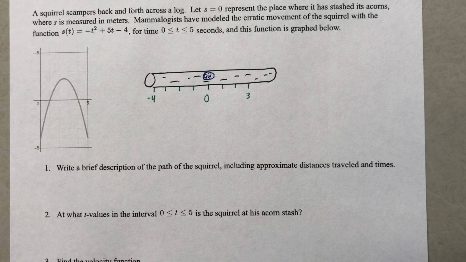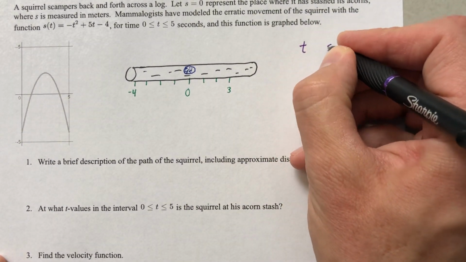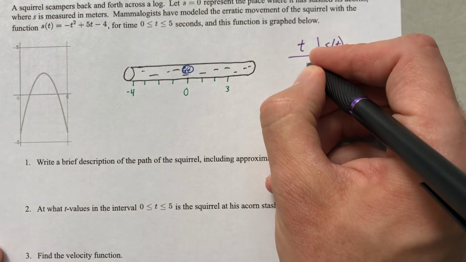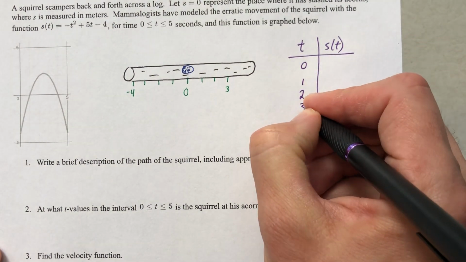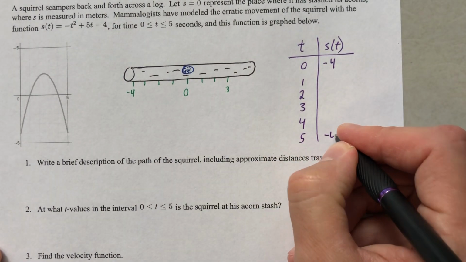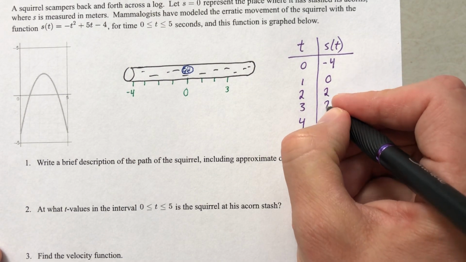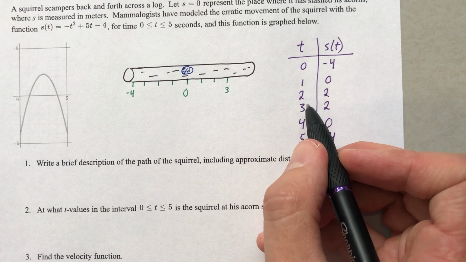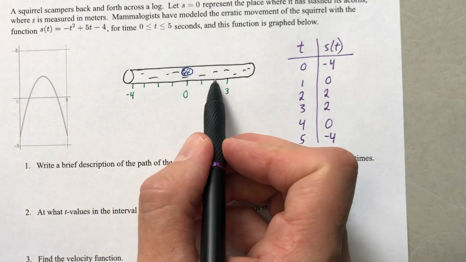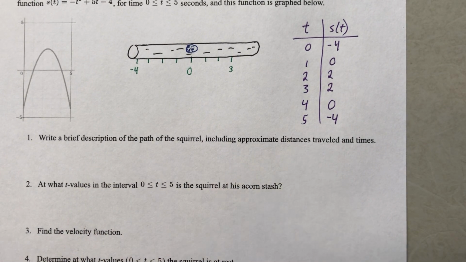If it helps, you could make a table. We'll make that purple. So T and S of T. So 0, 1, 2, 3, 4, 5. And he's at -4 here, -4 here, 0 and 0 here, and at 2 and 2 there. And in between time of 2 and 3 seconds, he reaches his furthest to the right position. Okay, now write a brief description of the path of the squirrel, including approximate distances and travel times.